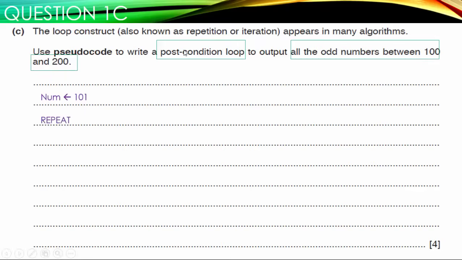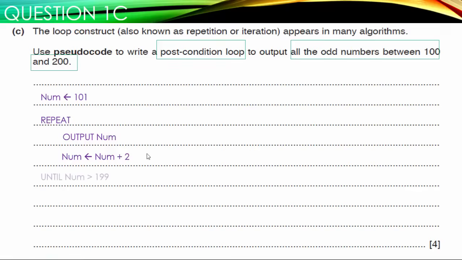Then I'm going to have repeat. Now my number I'm going to start at 101, and that's because inside I'm going to output num, which will start me with 101. How do I get to 103, 105, 107, all the way up to 199? I'm simply going to add 2. I'm going to take num, which I have here, and I'm going to assign that the value num plus 2.